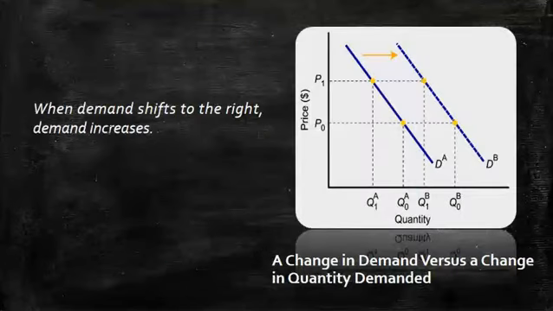When demand shifts to the right, demand increases. When this demand line shifts to the right, the demand increases. On the other hand, when the demand shifts to the left, the demand decreases. A change in demand versus a change in quantity demanded. Let's look at this.